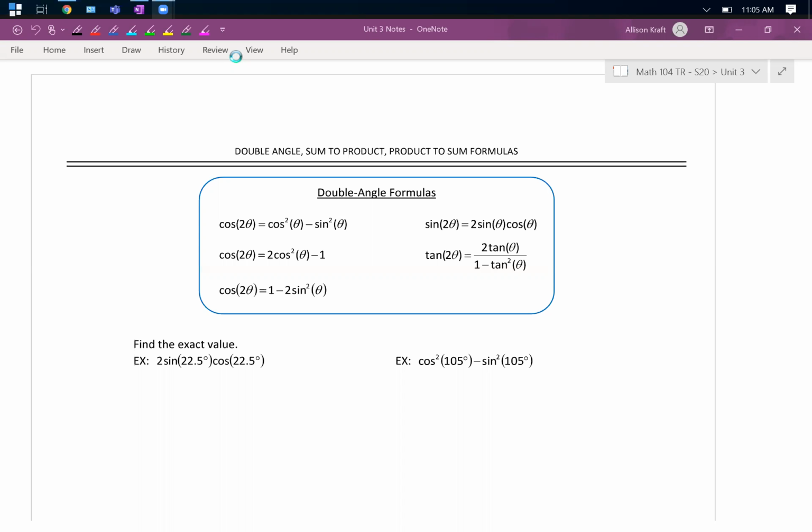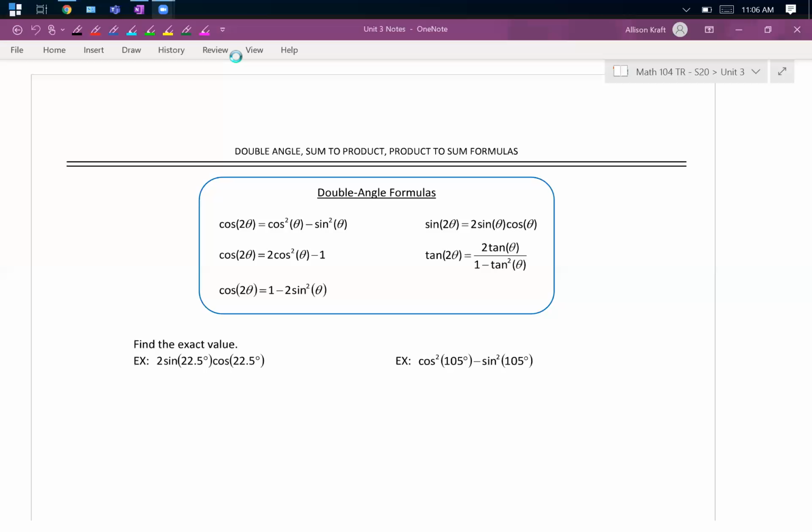So here are double angle formulas. A double angle formula we use when the argument is 2 times some angle. You'll notice that there are 3 different formulas for cosine. You decide which one to use just based off of what it is that you're trying to do and which one would be more beneficial to you. And then we have just one for sine and tangent.